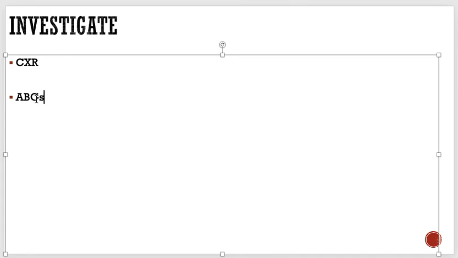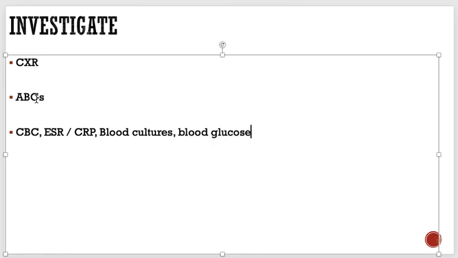Other investigations which can be done, of course, you can go for CBC, you can go for ESR, CRP. Okay, you can go for blood cultures to check for infections. You can check the blood glucose levels, of course, because hypoglycemia is one of the causes. We can go for ECG. We can go for echocardiography. Okay, so what we are doing is basically finding out the cause, right?